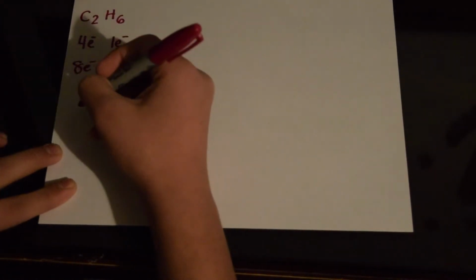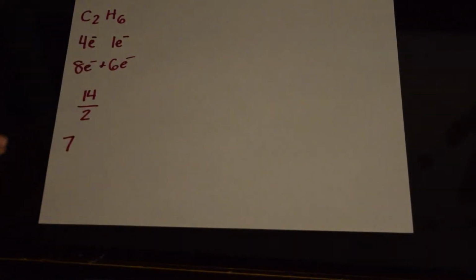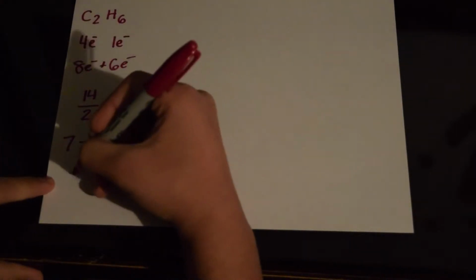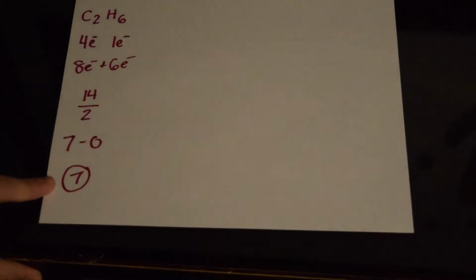Next, we'll add both of these numbers up, and that gives us 14. Next, we'll divide this number by 2, and that gives us 7. We're going to subtract any unshared pairs, and in this equation we have none. So our number of bonds will be 7.